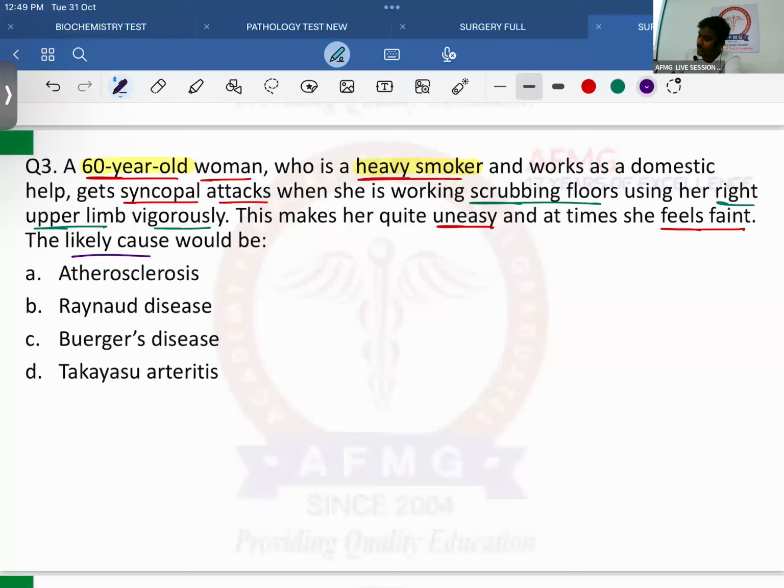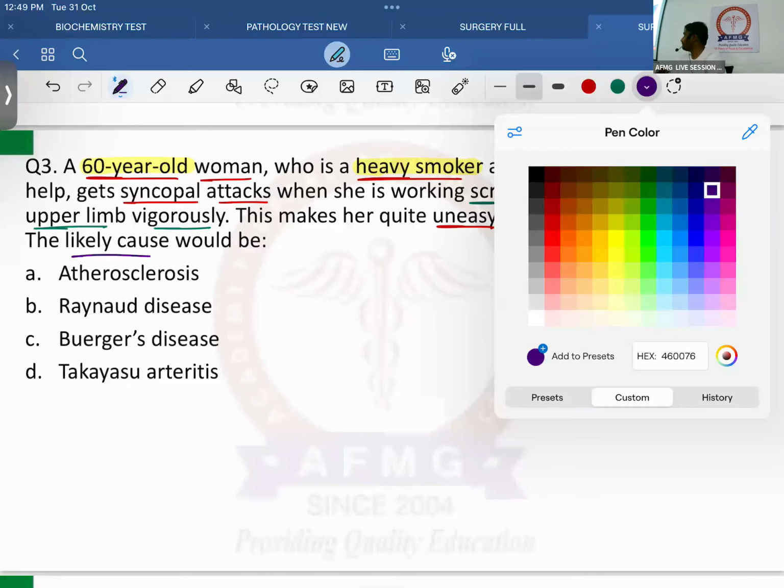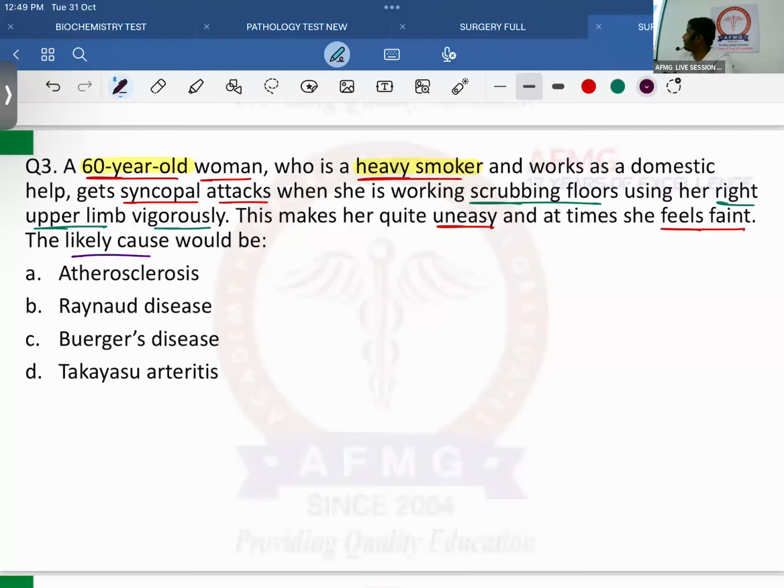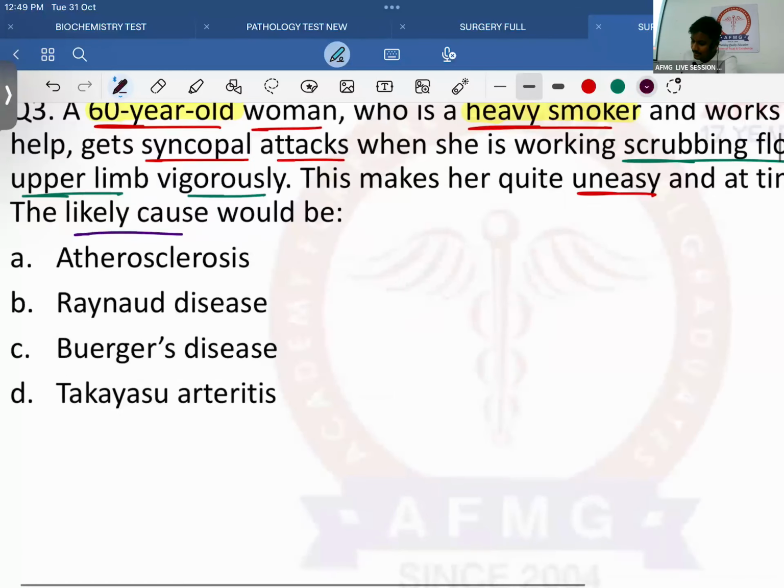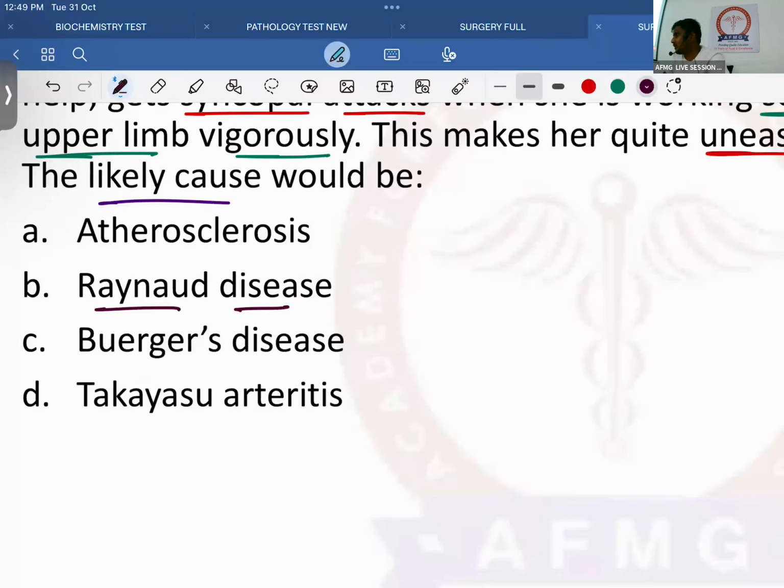The likely cause of this condition would be... important is, chalo, let's try to rule it out one by one. Option B says Raynaud's disease, the easiest one to rule out. Does Raynaud's disease happen in large blood vessels? No, it happens in the small blood vessels like the arterioles and venules. They undergo sudden spasm, beta. That is what causes it.